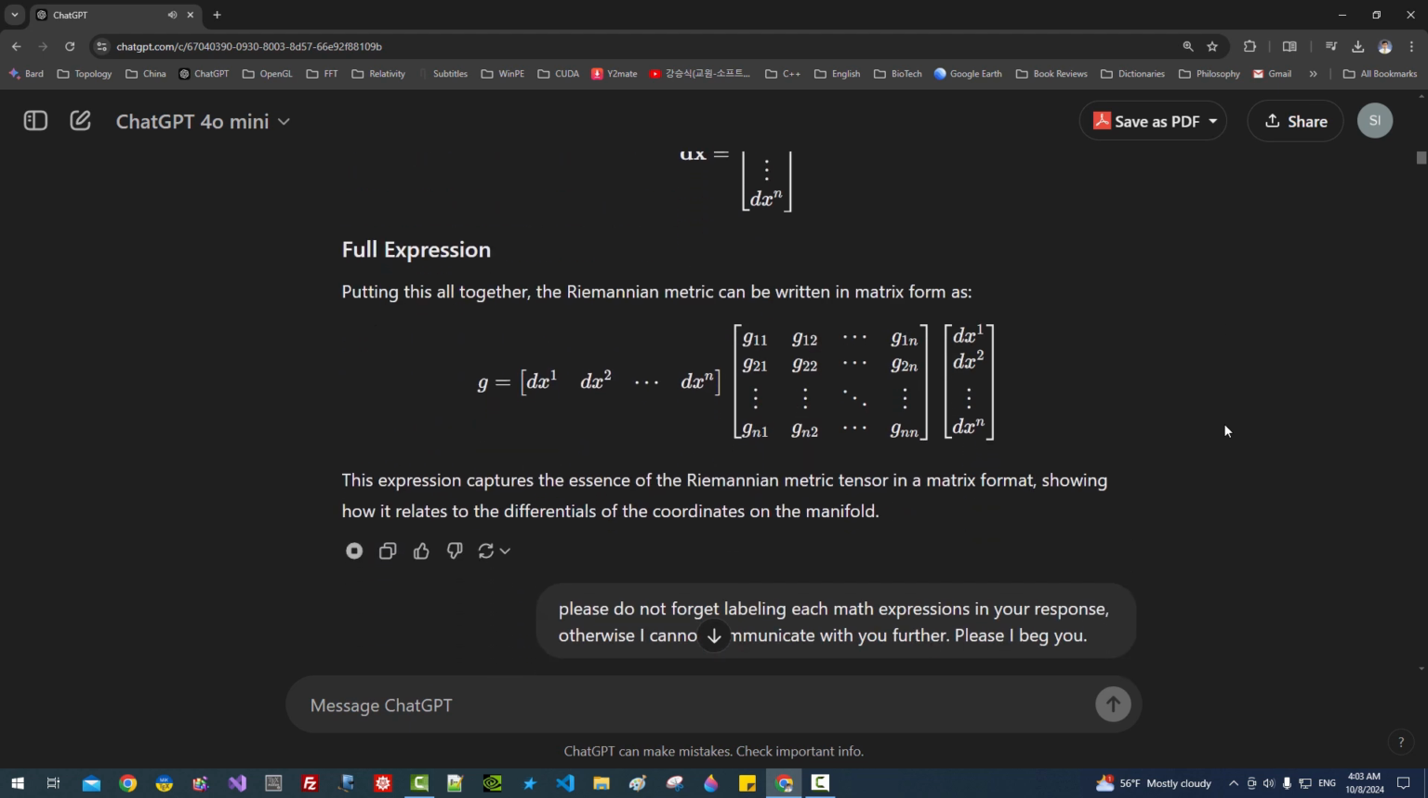Full expression. Putting this all together, the Riemannian metric can be written in matrix form as g equals the row (dx1, dx2, ..., dxn) times the matrix g11, g12, ..., g1n; g21, g22, ..., g2n; ...; gn1, gn2, ..., gnn, times the column (dx1, dx2, ..., dxn). This expression captures the essence of the Riemannian metric tensor in a matrix format, showing how it relates to the differentials of the coordinates on the manifold.